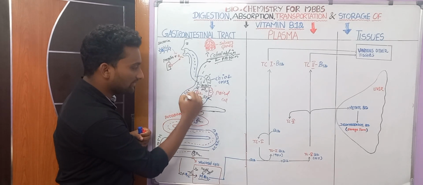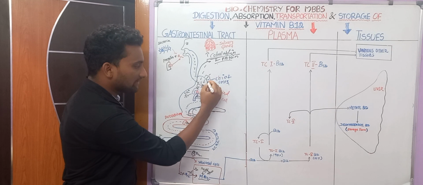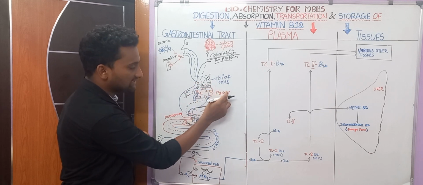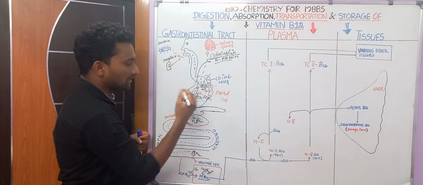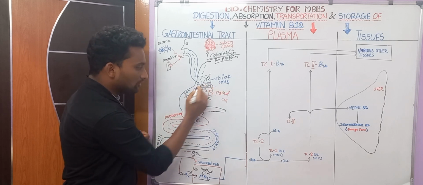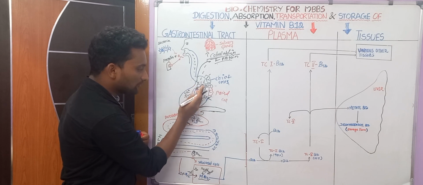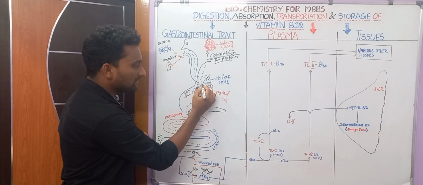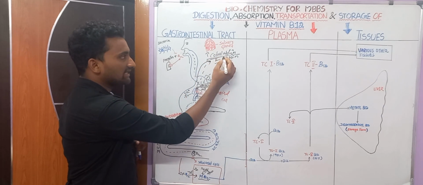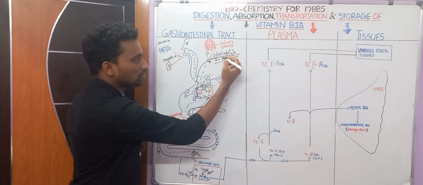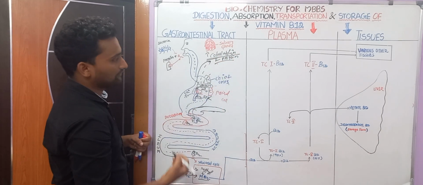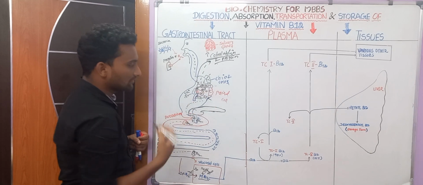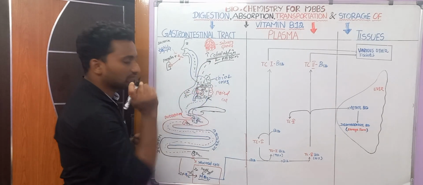As soon as this form enters, immediately chief cells secrete pepsinogen. That pepsinogen will be activated by the HCl of parietal cells and pepsin is formed. This pepsin degrades the protein bound form with B12. So protein is separated from B12. B12 is alone. Not only degrading the protein, pepsin also sends a signal to salivary glands. Then immediately the salivary gland synthesizes cobalamin, which is also known as R protein. This R protein and this B12 form a complex, the R protein B12 complex.